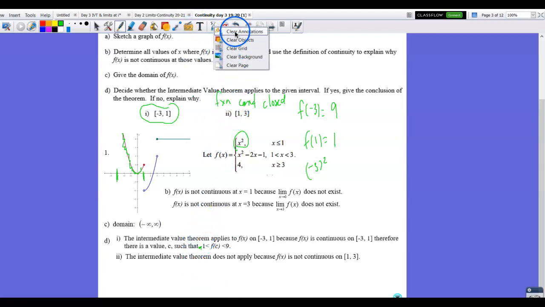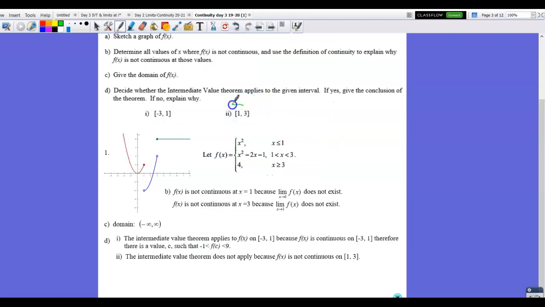Let's go back to our second interval. Let's clear these annotations, and let's go to the second interval. The second interval begins at 1, which is here, to 3, which is here. So now we can see that on this interval, the function is not continuous on the closed interval because the function is not continuous at the endpoints. We have open circles on those particular pieces of the function. So the intermediate value theorem does not apply because f of x is not continuous on the closed interval from 1 to 3.